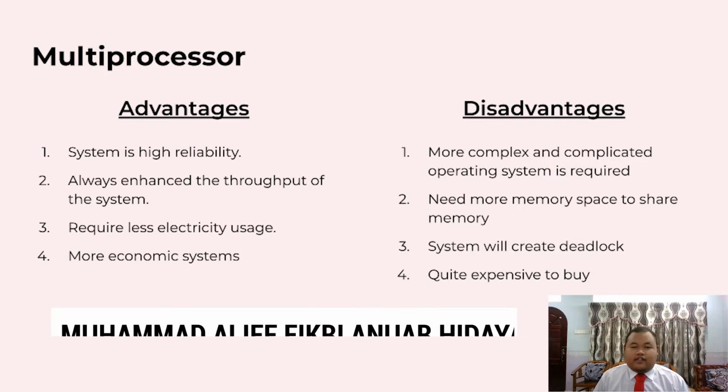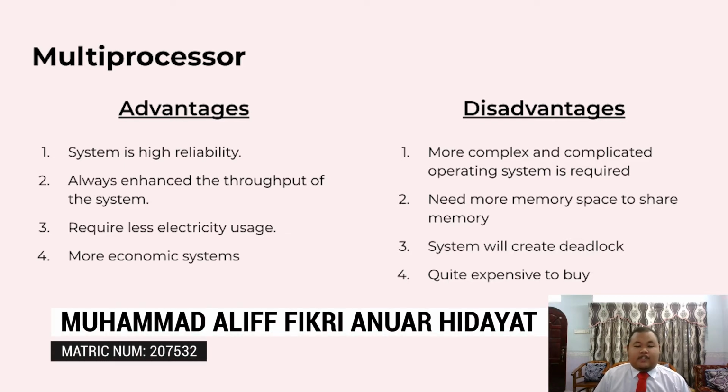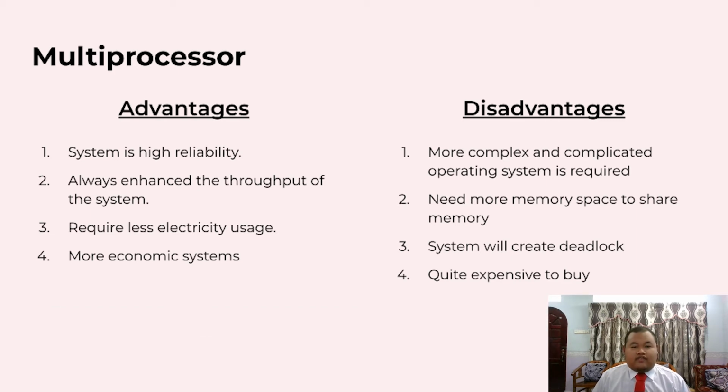Okay, now I will explain the advantages and disadvantages of multiprocessors. First of all, for advantages, a multiprocessor system has high reliability. In this system, even if one processor fails, the system will not halt and will continue working despite the hardware failure.